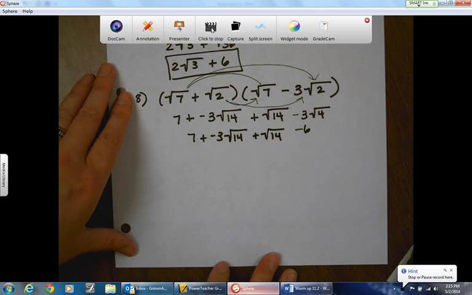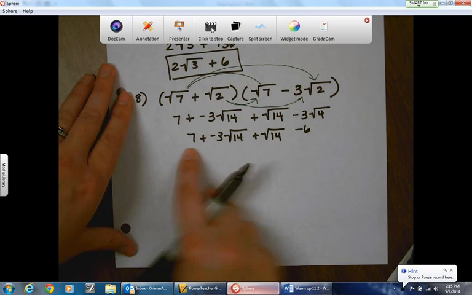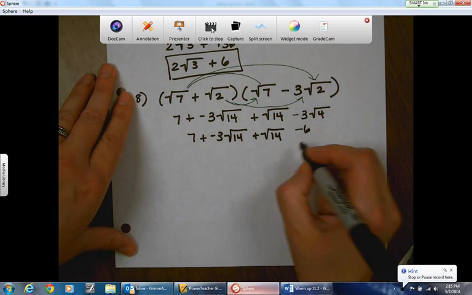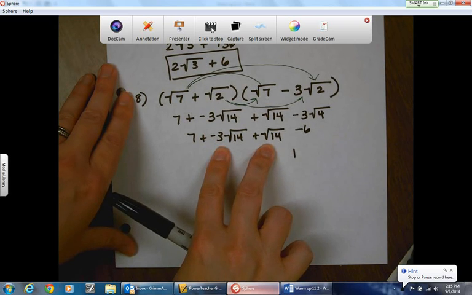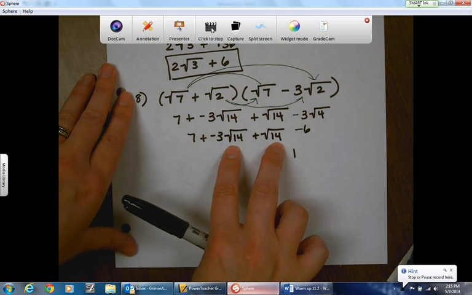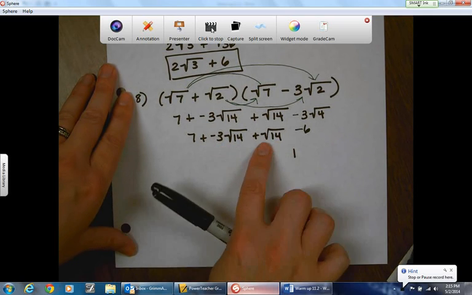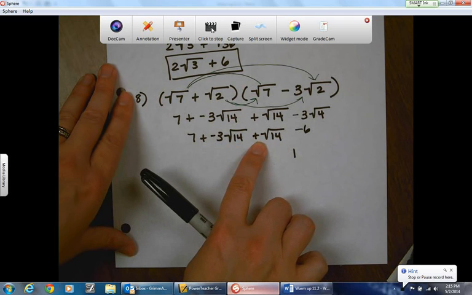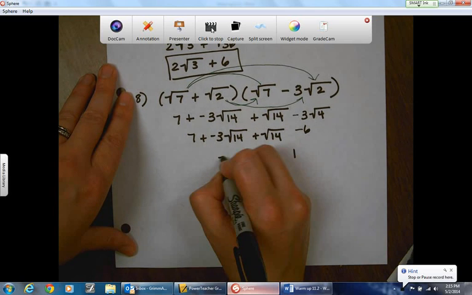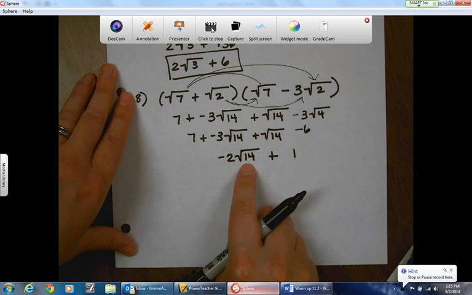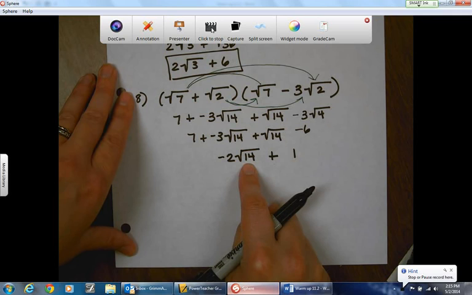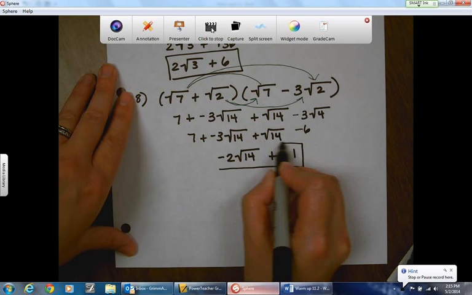I can put the 7 and 6 together, and that would make a whole. Okay, what about these two? Can I put those together? Yeah, they both have the square root of 14. Now, what invisible number sits out in front of here? A 1. So I have a negative 3 and a positive 1, so that's going to be negative 2 square roots of 14 plus 1, and I need to check, can 14 break down? No, it only breaks down into 2 times 7, and that's not going to help me, so that's how I know I'm done. So that was a pretty involved problem.